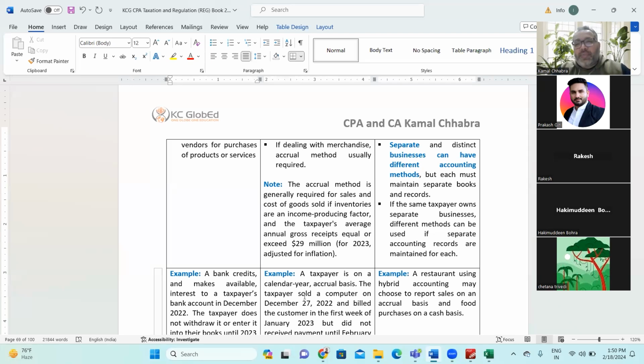Now you are filing 1040 for your individual return. Even though for car rental and real estate you follow the cash method of accounting, and for your business income, which is Schedule C income, you follow the accrual method of accounting, that is permissible. Make sense? If the same taxpayer owns separate businesses, a different method can be used if separate accounting records are maintained for each. So this is very important.